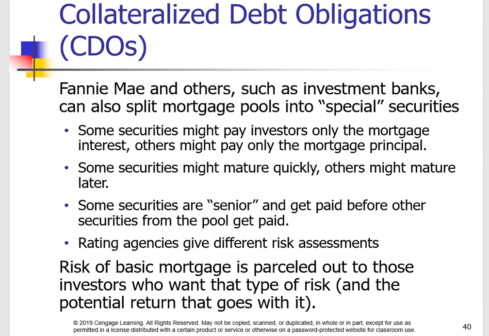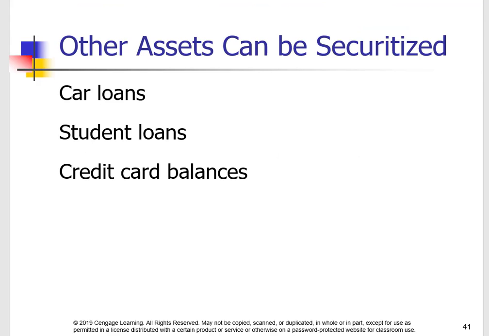Now, the challenge with these CDOs is rating agencies have to figure a way to assess the risk of these different types of securities that are created. So the risk of the basic mortgage is parceled out to investors who want that type of risk, right? They want the risk associated with interest, or they want risk associated with the time element of mortgages, right? So again, the risk shifts, and now it's broken down into other pieces.